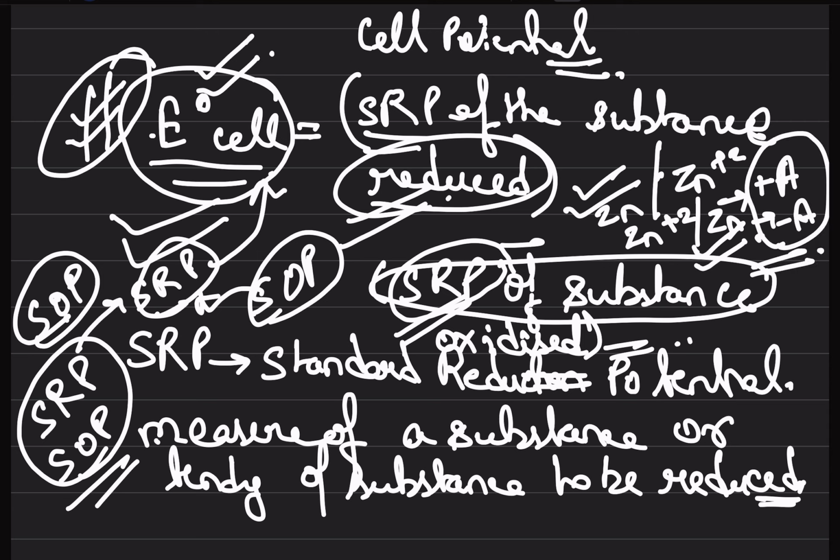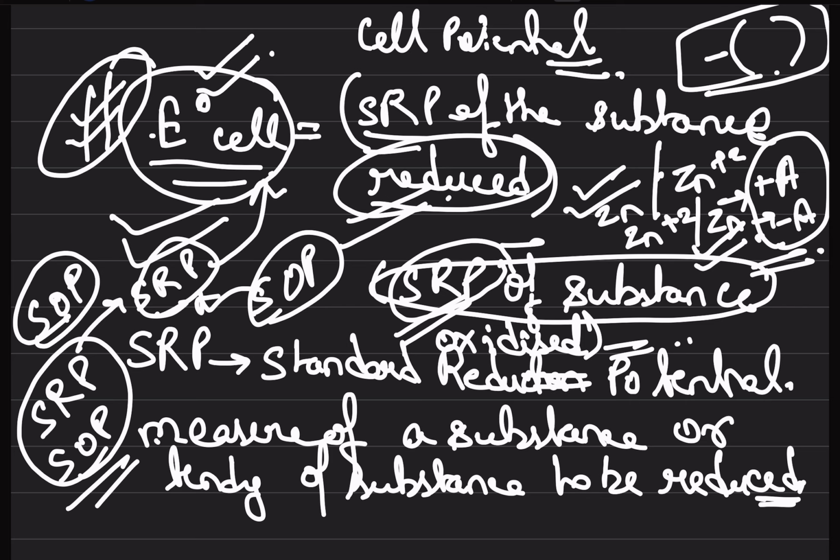If anything is given, we will just multiply it with the minus sign, or we will reverse the sign. We multiply it with the minus sign for changing it from standard oxidation potential to standard reduction potential, or we will reverse the reaction. Then we will find the E naught cell of that reaction. So this is the concept of how we will find the E naught cell for the reaction.